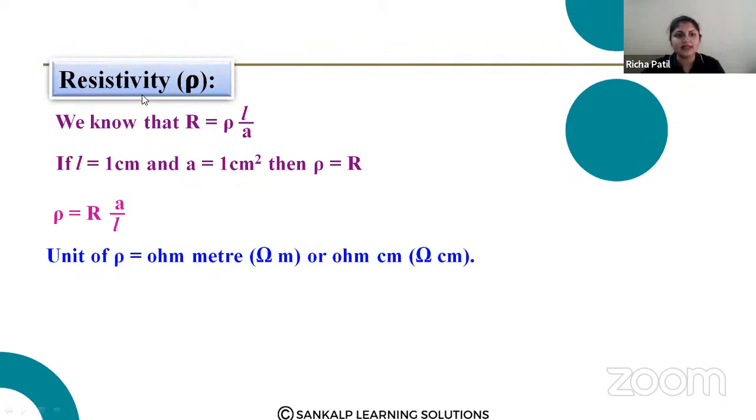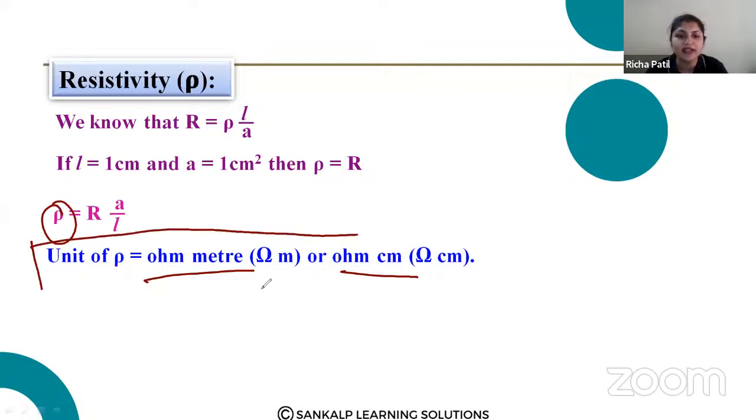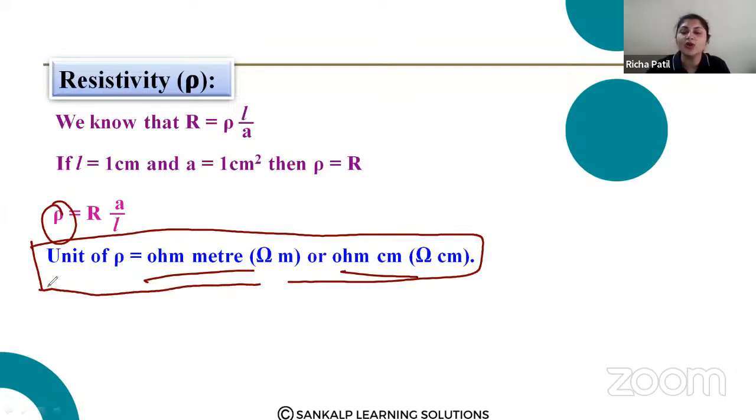Next is resistivity, rho. We know that R is equal to rho into L by A. When you remove the proportionality sign, you introduce rho. If length is 1 centimeter and area of cross section is 1 centimeter square, then rho is equal to the resistance. So rho is equal to R into A by L. The unit of rho is ohm meter or ohm centimeter. Remember, the unit of resistivity is important.